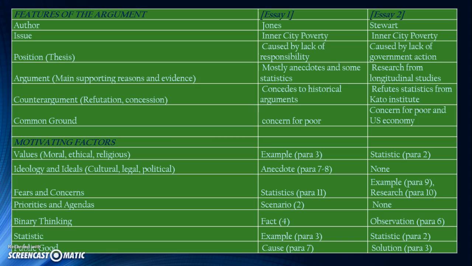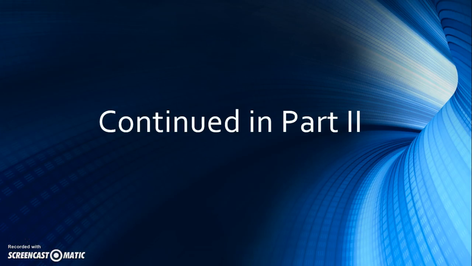We have a possibility for common ground being the concern for the poor, or one author might have a different idea, which is not only the concern for the poor, but the U.S. economy. That may be where they're coming from as well. And of course, there are the motivating factors, which we have plenty of examples of here. I've made a couple of them here, so you'd see that it doesn't necessarily have to be what you see on the topics chart that you print out. You can come up with different ones yourself.